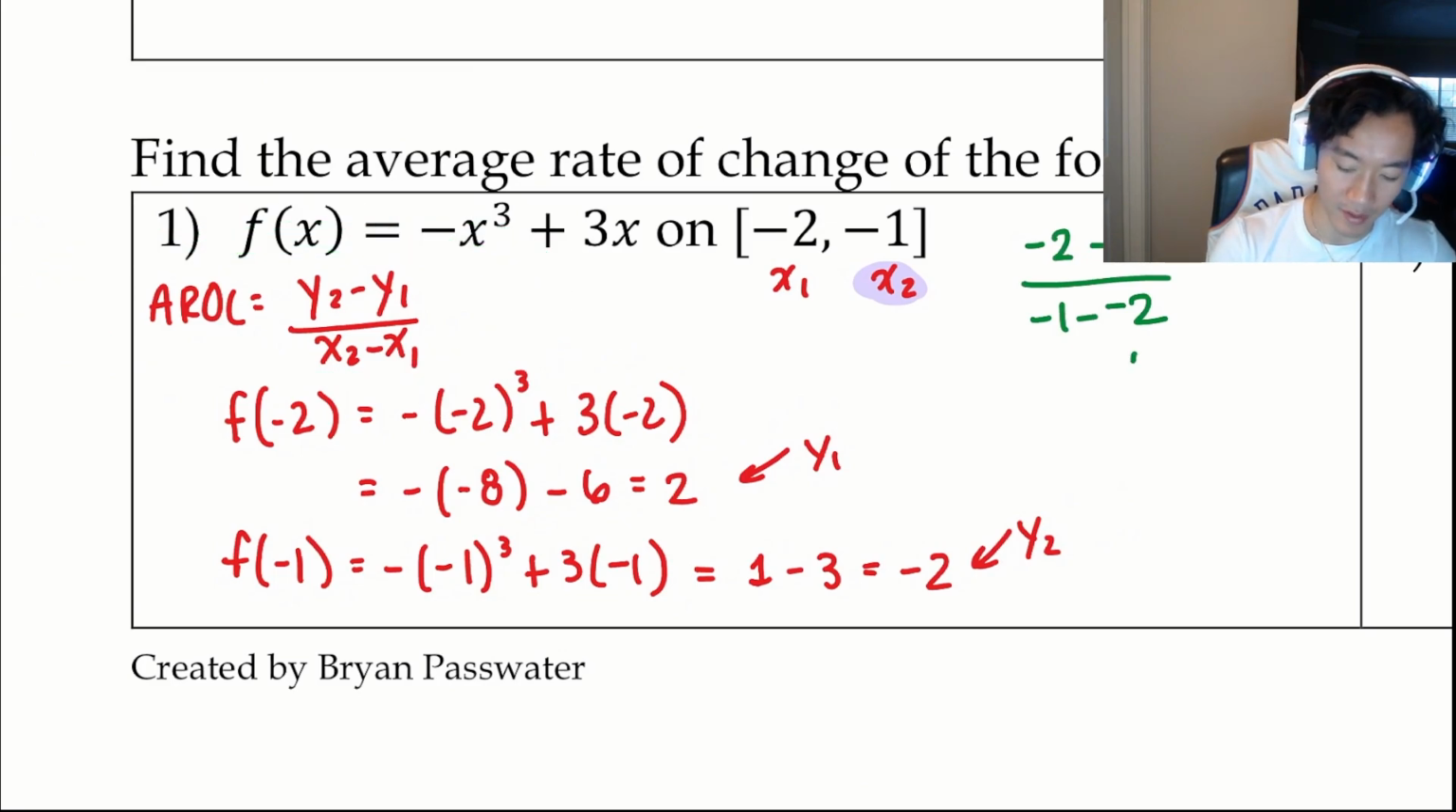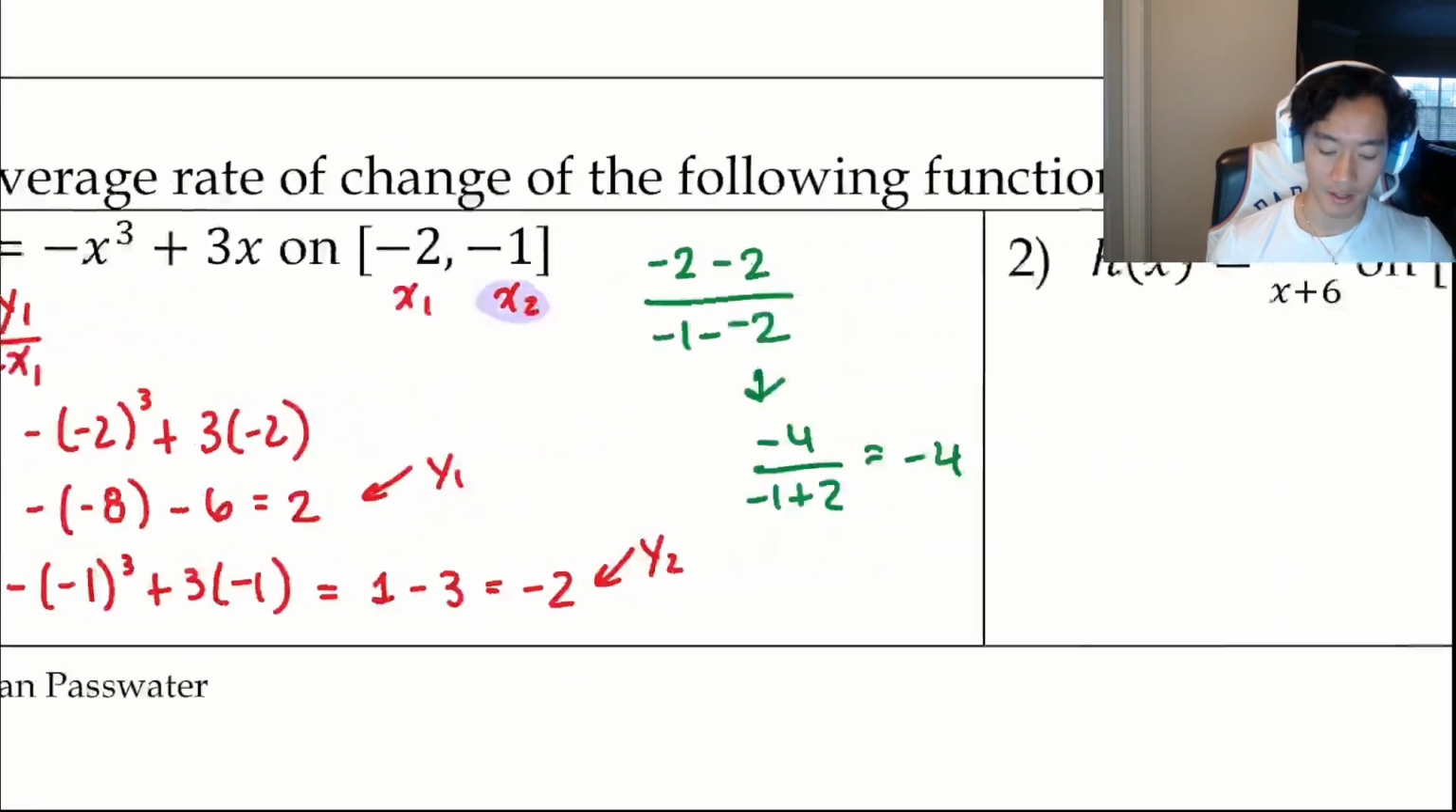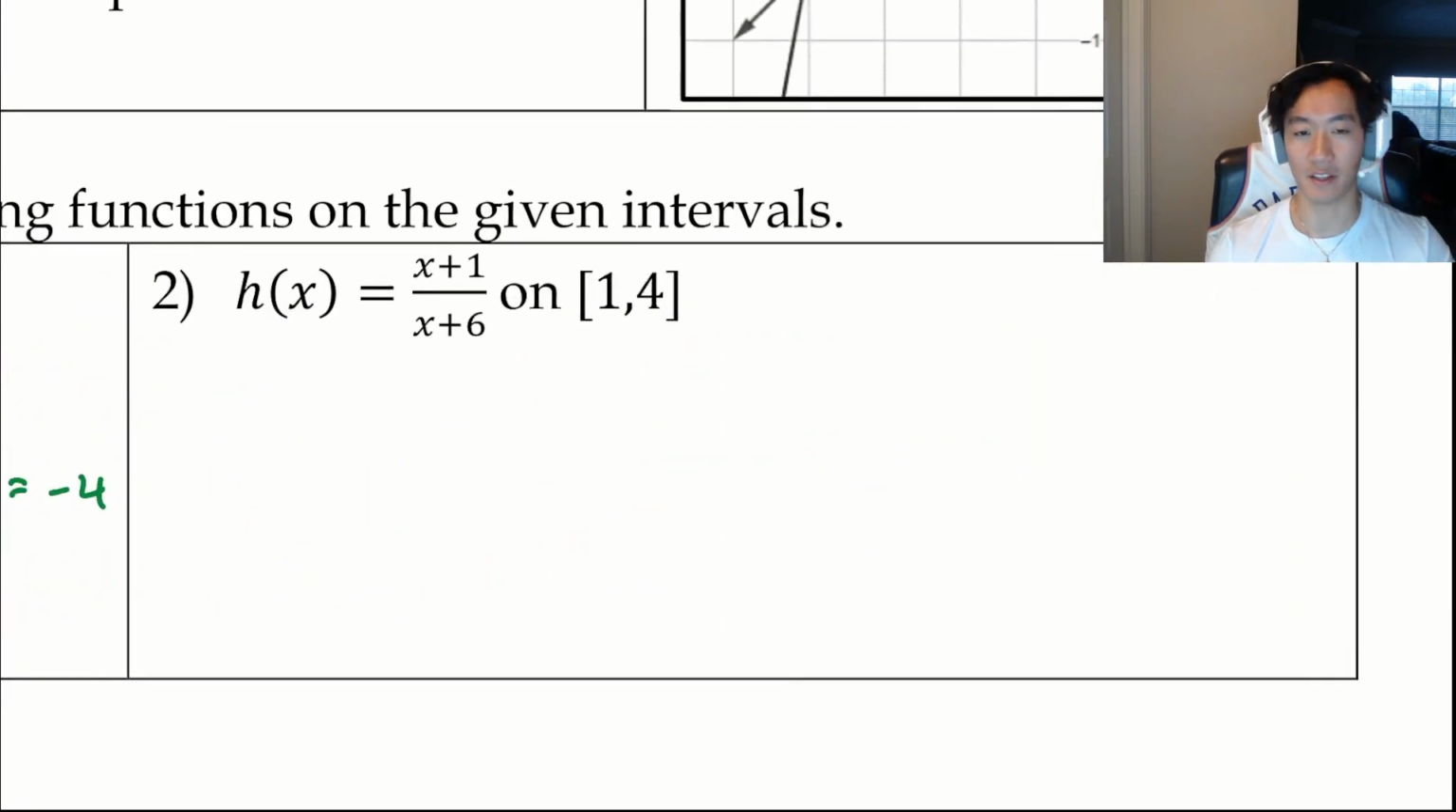And now we're just going to simplify this expression here. This leaves me with negative 4 all over a negative 1 plus 2, right? Those two negatives in the middle there will become positive, and my final result is just a negative 4 overall. So there's my average rate of change, right? And our slope.